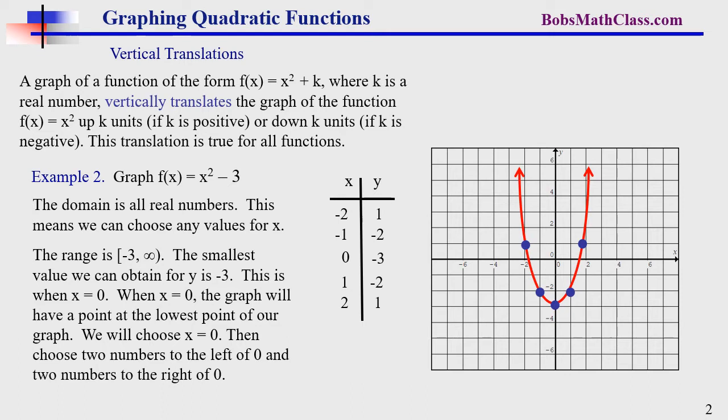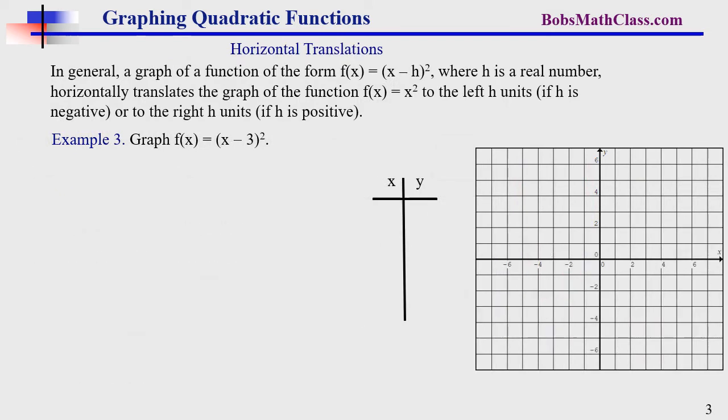So that's what that number does after the x squared. If it's +3, it moves it up 3 units. If it's -3, it moves it down 3 units. The next kind of translation is called a horizontal translation, and it moves the graph left or right.